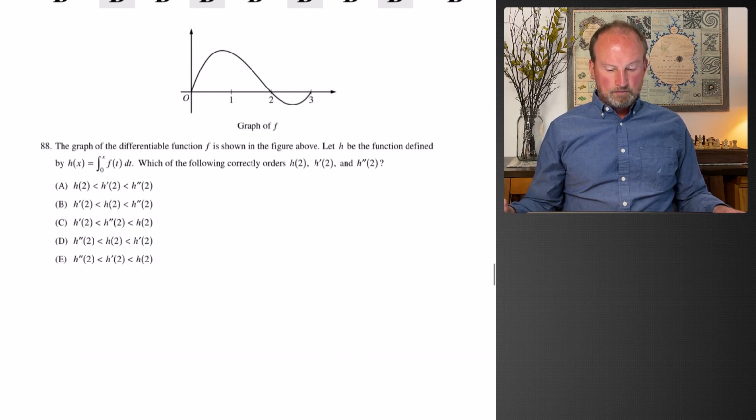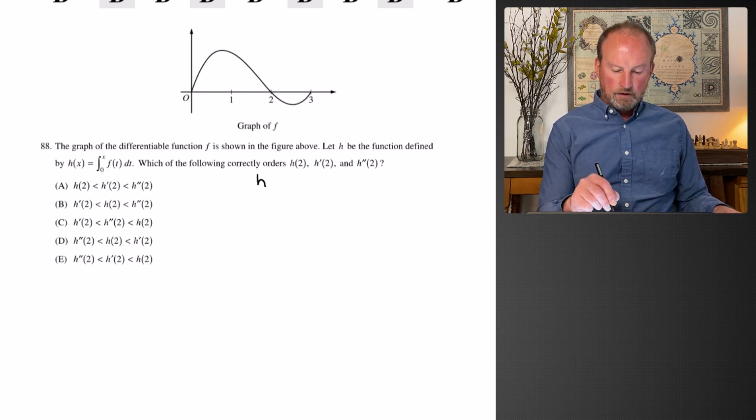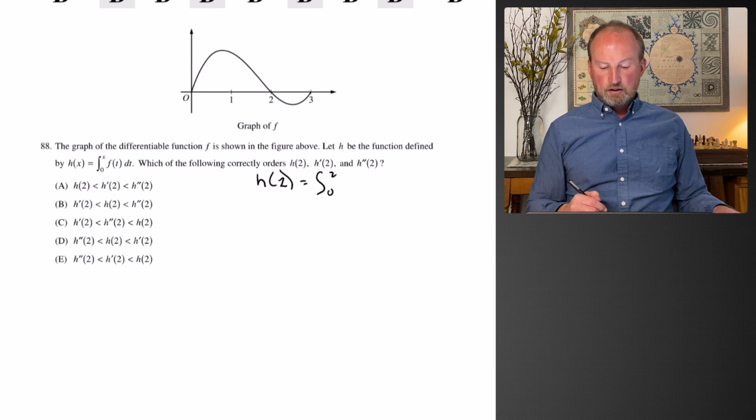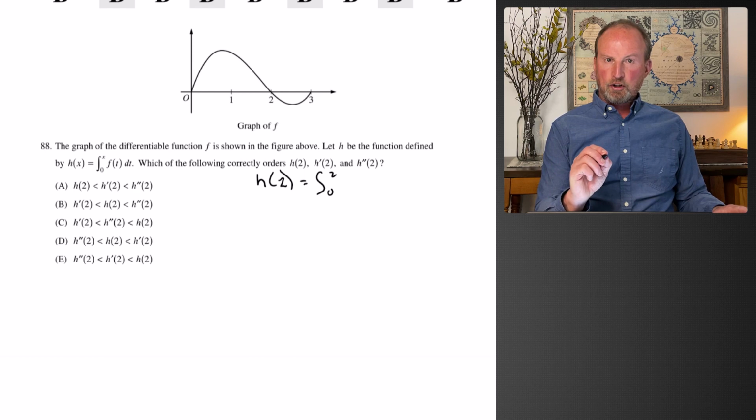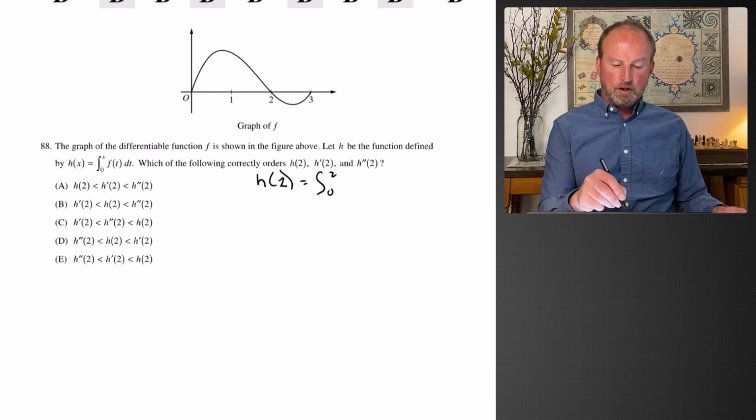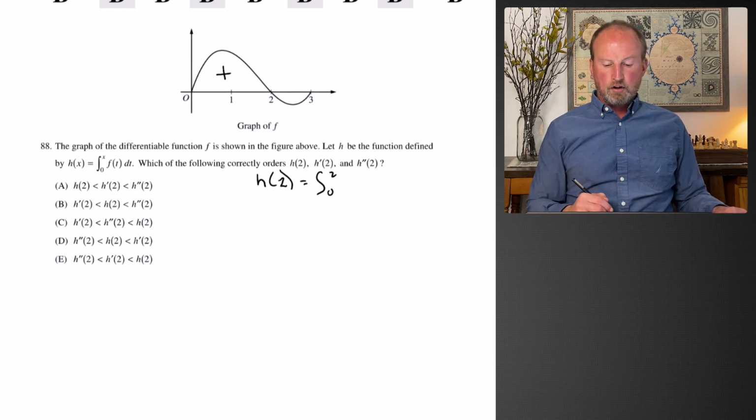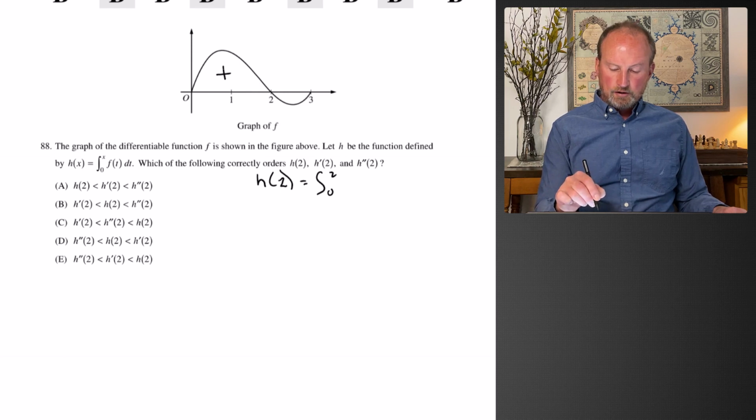Question 88. The graph of the differentiable function f is shown in the figure above. H of x is given by that. Order the following. Okay, let's just walk ourselves through. H of 2 is the integral from 0 to 2 of f of t. H of 2 is the area under the curve. I'm just going to go positive and negative right now. At some point in time, we may have to go more. Area underneath the curve is positive. So h of 2 is greater than 0.